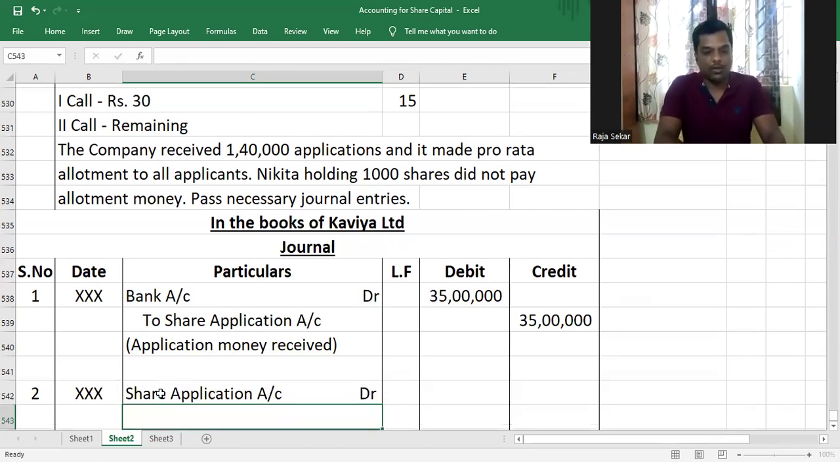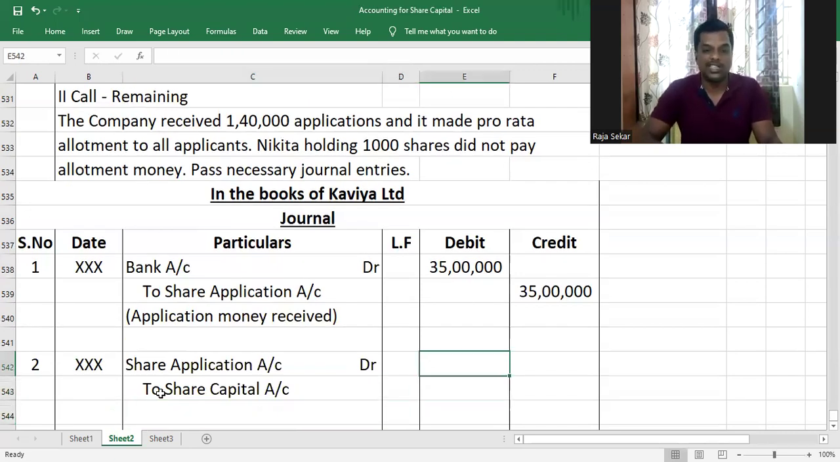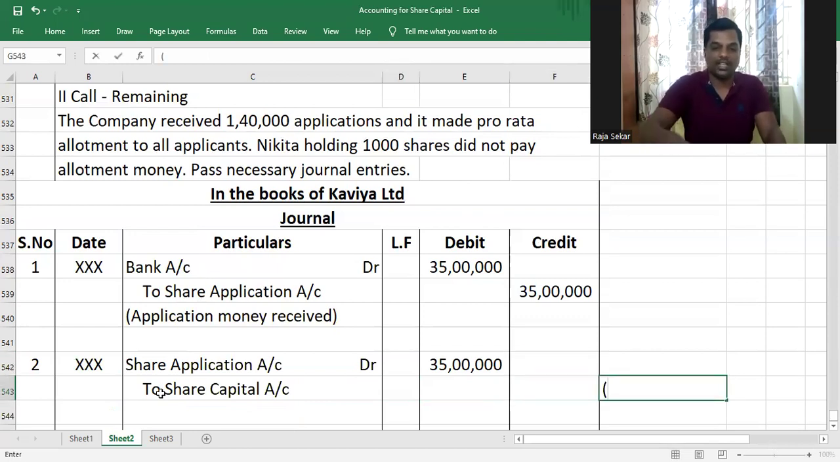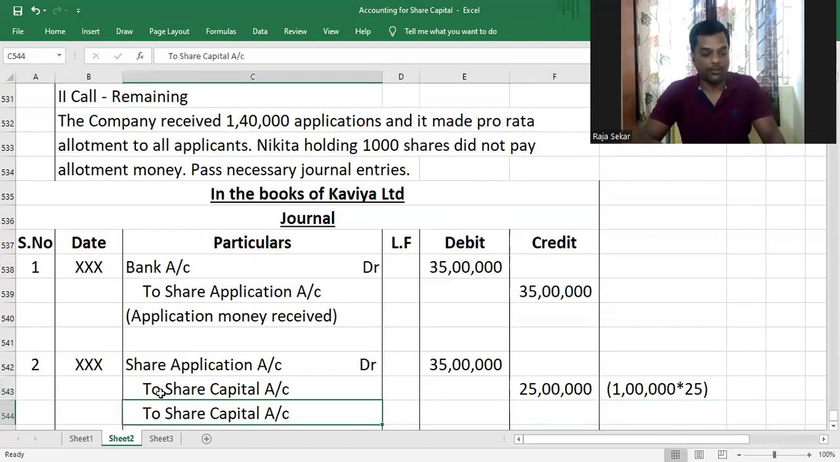Share application account will be debited with the entire amount that you credited, and share capital account will be credited with the amount receivable as application money on the allotted shares. So share application money will be debited to 35 lakhs, and the number of shares allotted are 1 lakh. This multiplied by 25, the application money receivable on one share, will give you the total amount of money that is eligible to be transferred to share capital account.